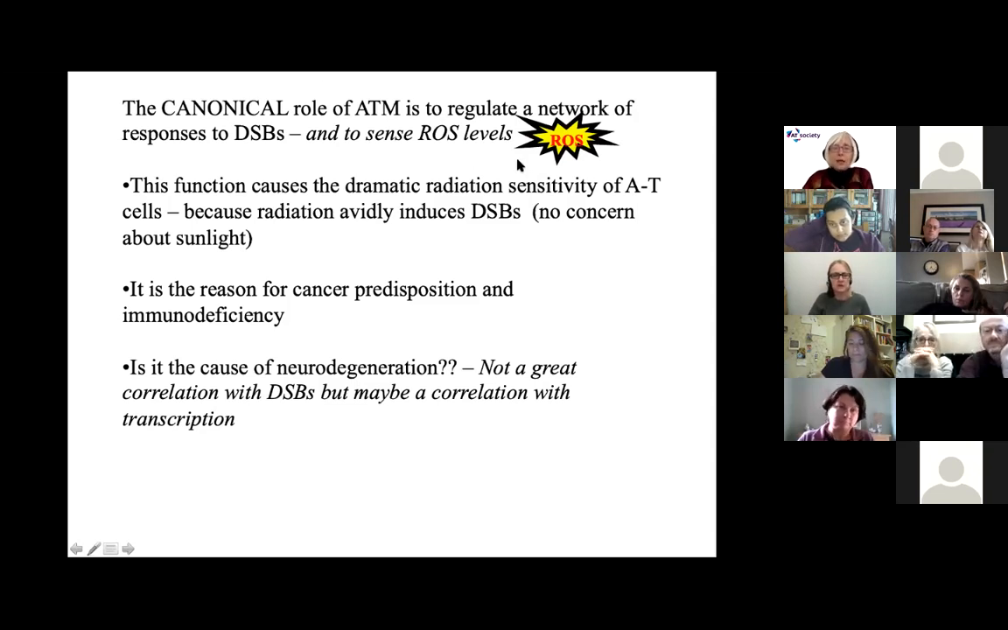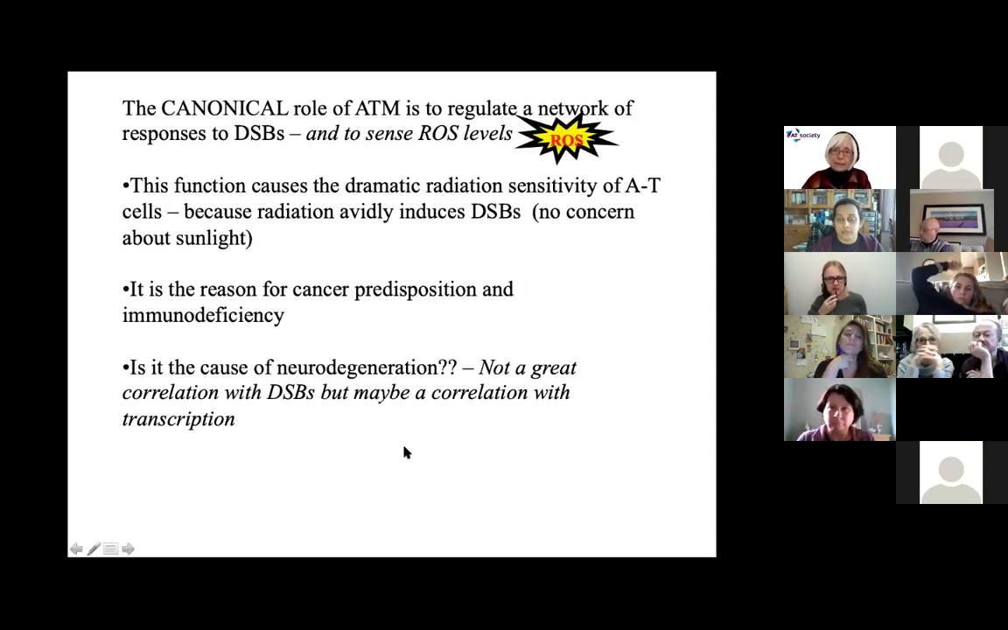So these are what I call the canonical roles of ATM. That's the network of responses to double-strand breaks and also sensing your levels of ROS damage. That definitely underlies the dramatic radiation sensitivity we know about. It's pretty much underlying the cancer predisposition and the immunodeficiency, but I'll talk a bit more about those another week.